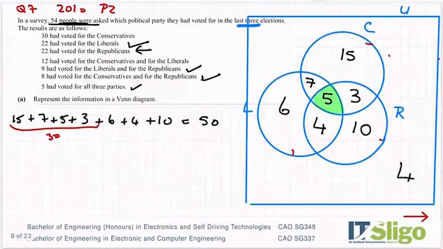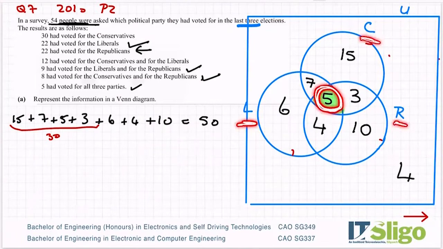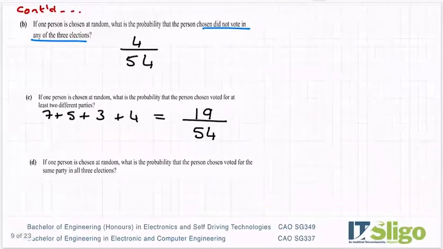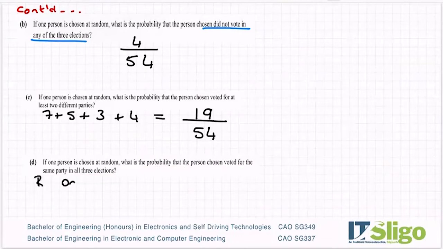So the same party in all 3 elections, okay? A common mistake that's made here is that people would say 5, because that is related to all 3 parties, not all 3 elections. So if they're going to vote for the same party in all 3 elections, it means that they voted for Republican only or Liberal only. In other words, in election 1, 2, and 3, they only voted for Republican or Liberal or Conservative.